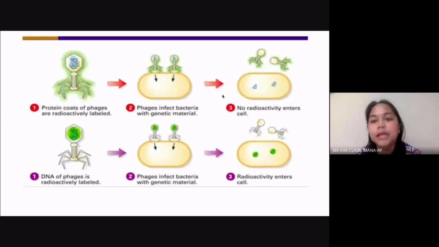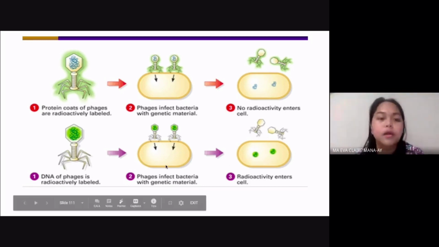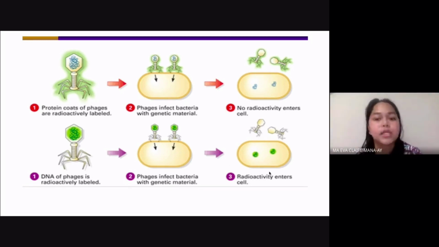And what happened was that their findings suggest that in the experimental setup where protein coats were used, there was no radioactivity inside the cell, but in the experimental setup where they used DNA, there was the presence of radioactivity. So they confirmed further that it actually is DNA that transfers your genetic information, your hereditary material, from one organism to another, from one cell to another, not protein, not RNA.